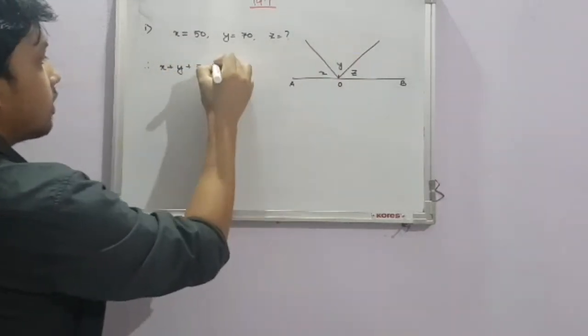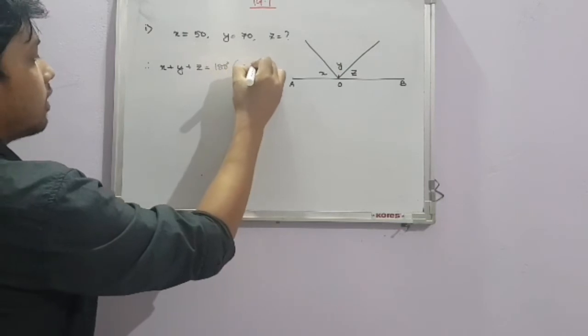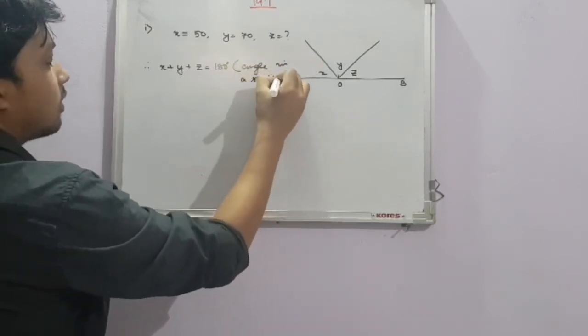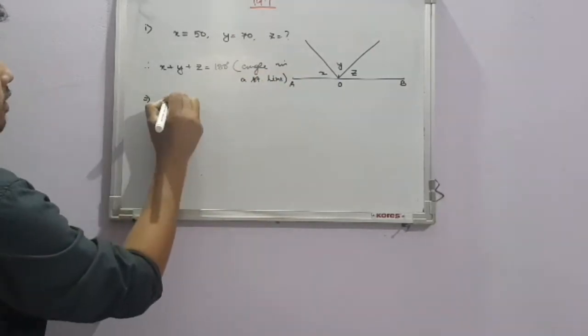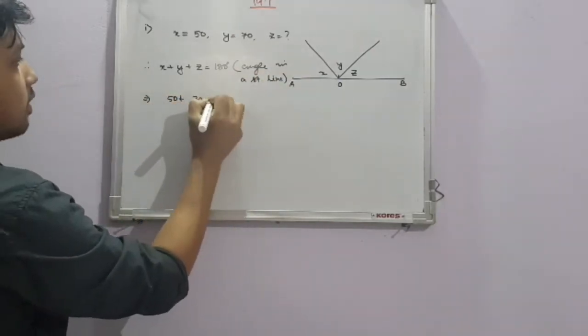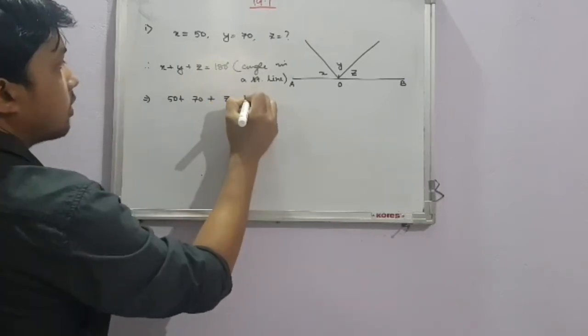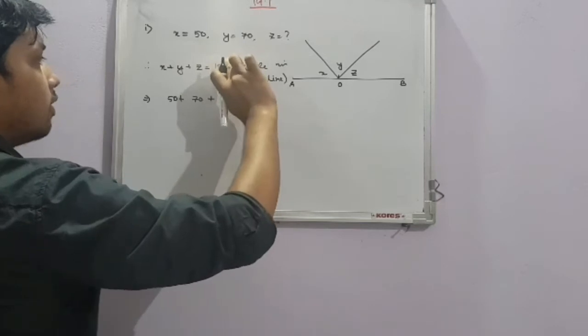x plus y plus z is 180 degrees, isn't it? Why? You have to write the reason here: angles in a straight line. So my x is 50, my y is 70, my z is unknown, you have to find its value. So this is 180. Don't write the angle for now.